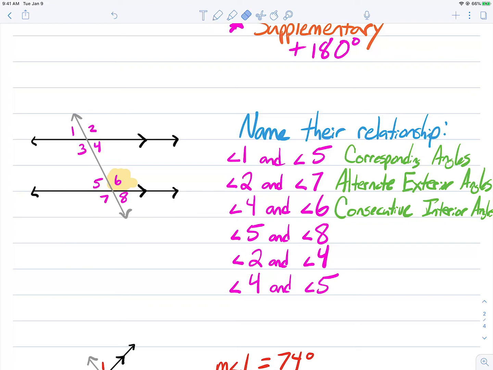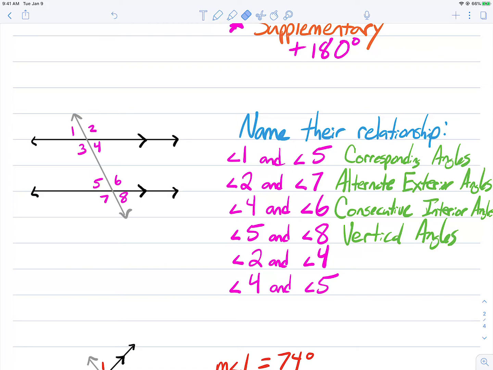5 and 8, angles 5 and 8. Now these two are in the same cluster, so this is not a word that we just went over. Those two are on opposite sides of two crossing lines. If you consider that as one line with the transversal, those are on opposite sides of crossing lines. So those are just vertical angles. That is a word we have learned previously.